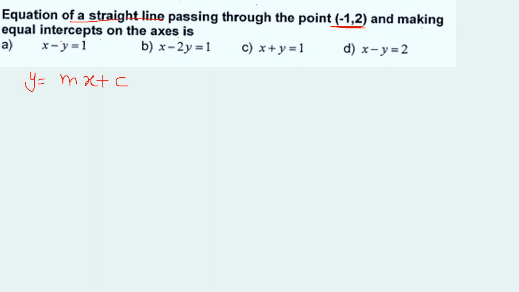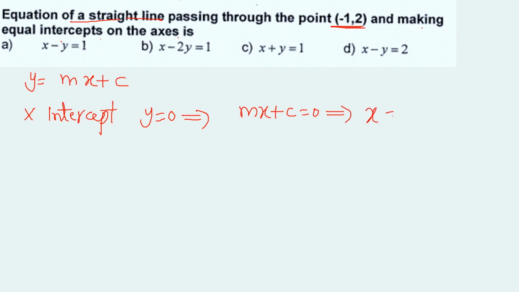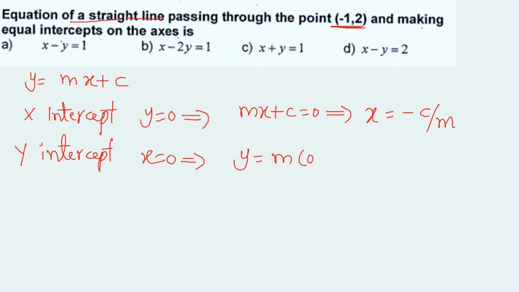Now in order to find the x-intercept, let's substitute y equals 0 in the equation, which yields mx plus c equals 0. That gives rise to x equals minus c by m. Now let's find the y-intercept. For that we need to substitute x equals 0, which yields y equals m times 0 plus c. That yields y equals c.